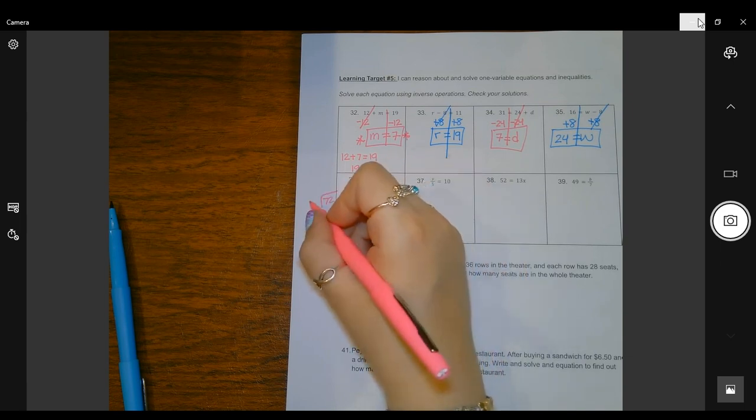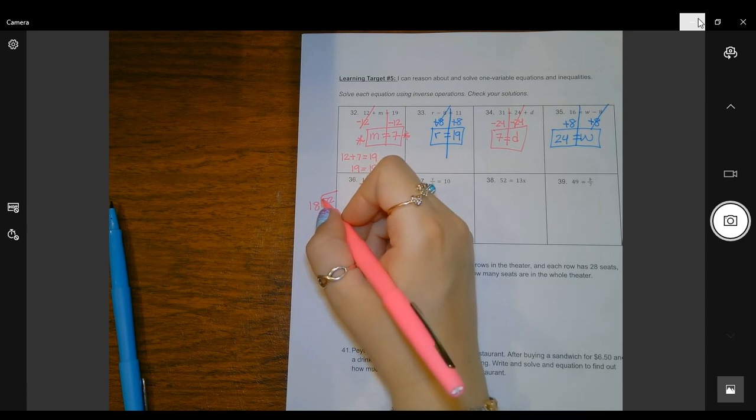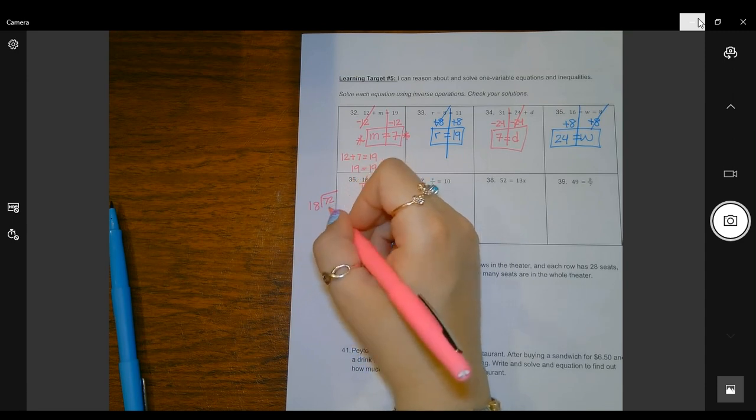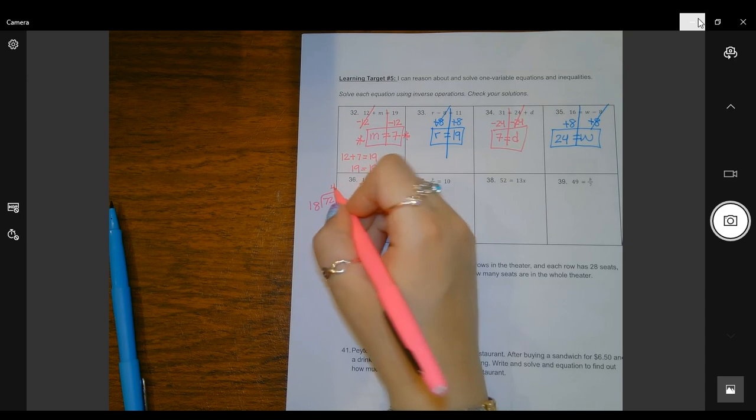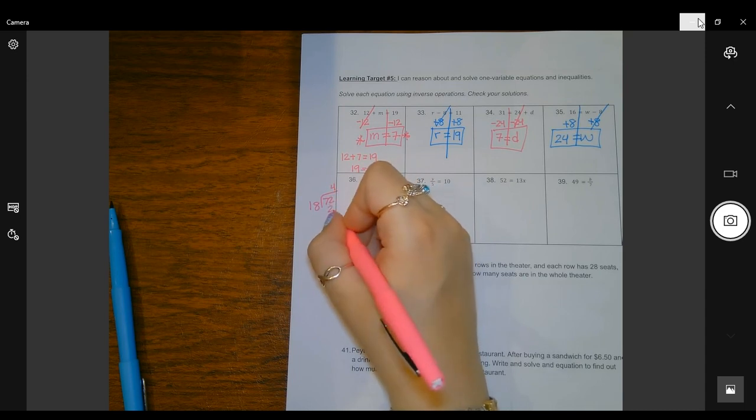So 72 divided by 18, let's see, that's about 20-ish, and 20-ish goes into 72, so I'd say like 4 times. So let's try 18 times 4. It's too big, I can go smaller.